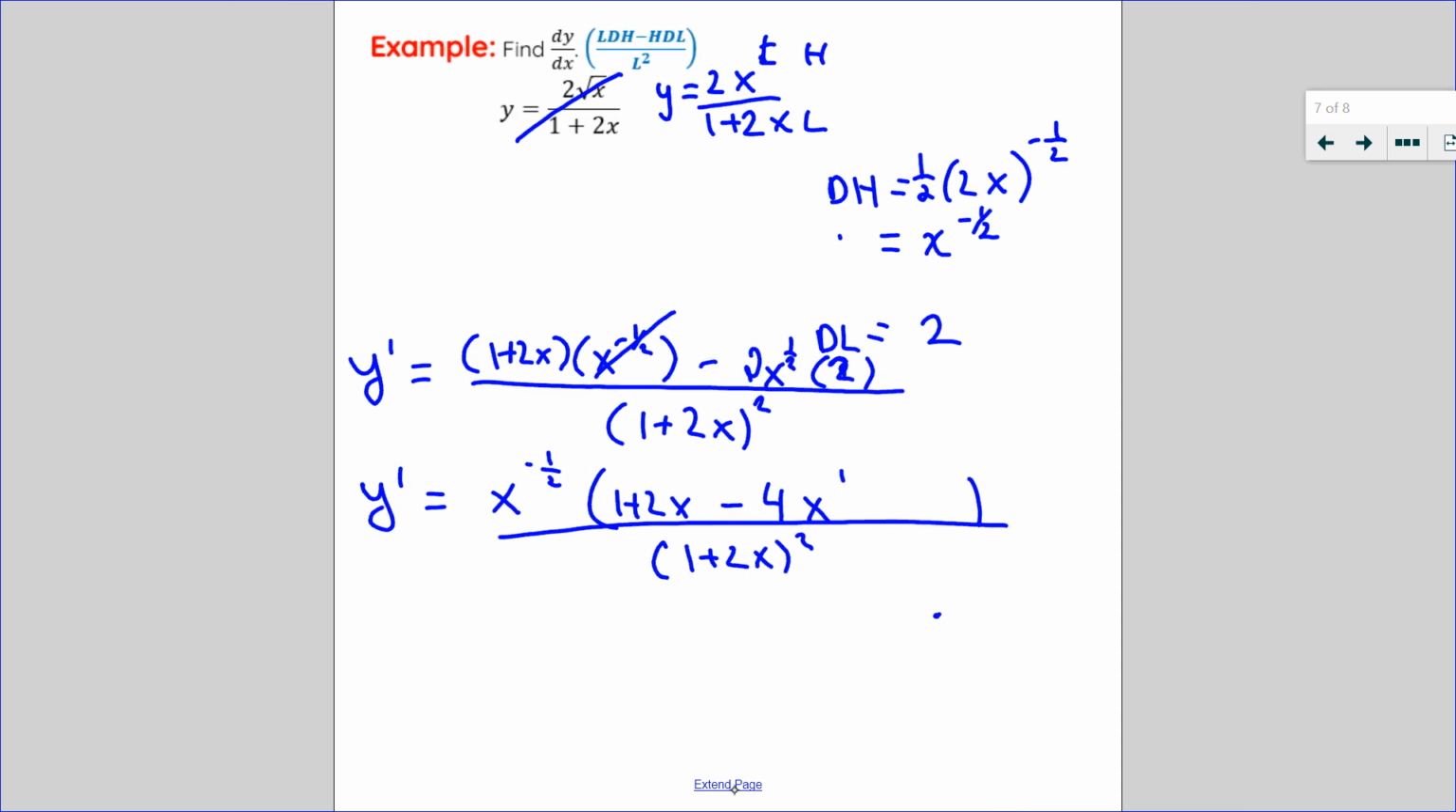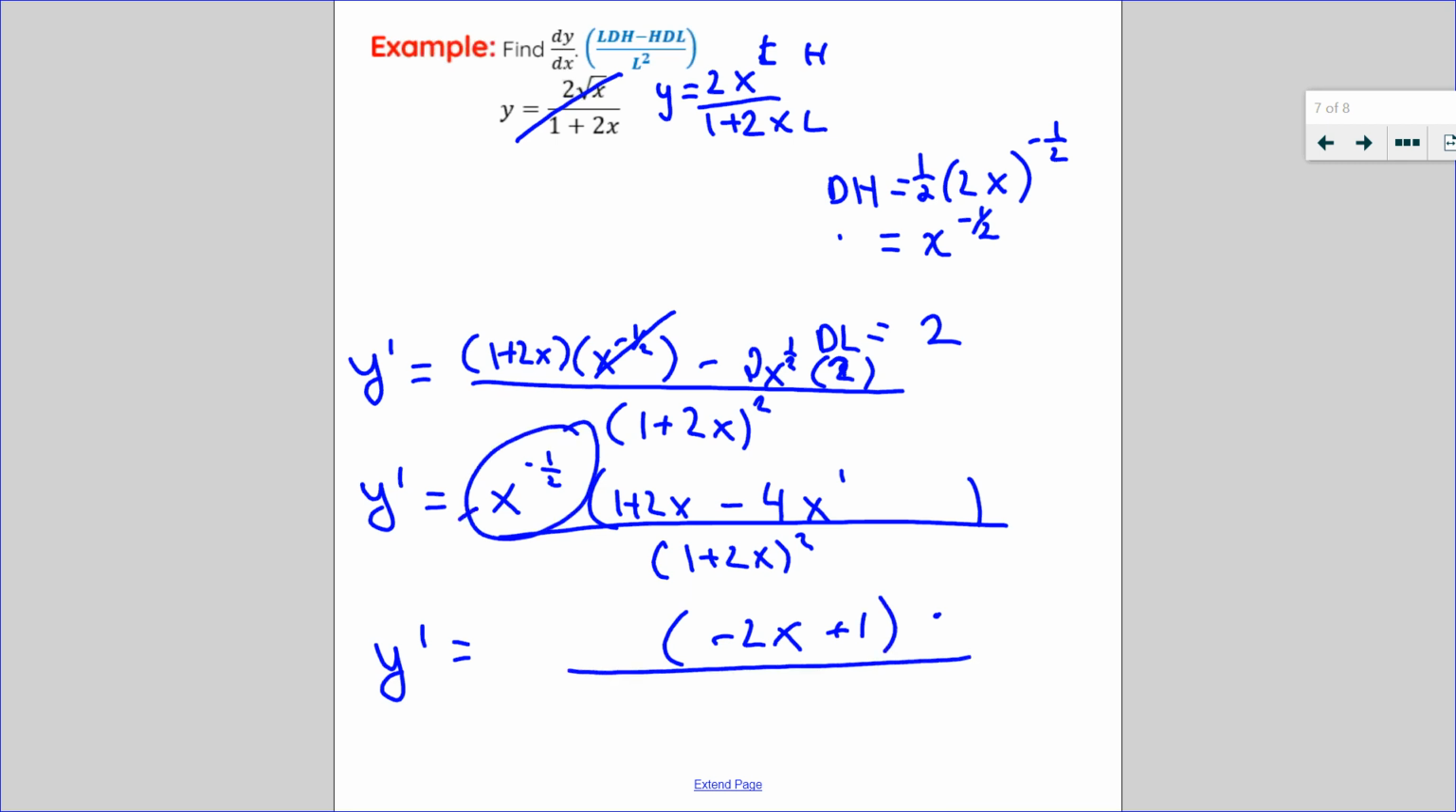So let's tidy up the top a little bit. So in the numerator, I'm going to have a 2x take away a 4x. So that's going to be negative 2x plus 1 all over. Now, because this is a negative exponent, I can take the reciprocal, which would bring it to the denominator. So that will be x to the positive 1/2, 1 plus 2x squared.